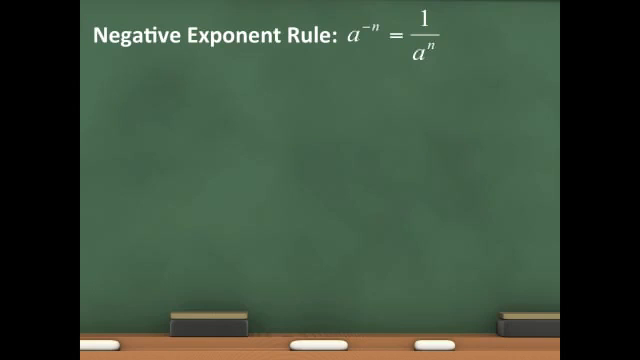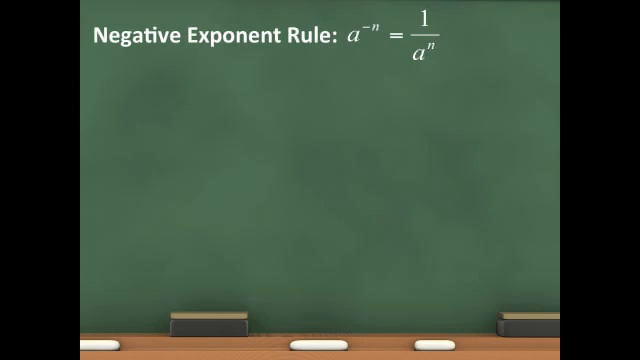The negative exponent rule is used to either write exponential expressions without negative exponents or to write exponential expressions without fractions. Essentially, the negative exponent rule states that any number raised to a negative exponent can be rewritten in fraction form by bringing the number to the denominator of the fraction and then changing the exponent to positive.